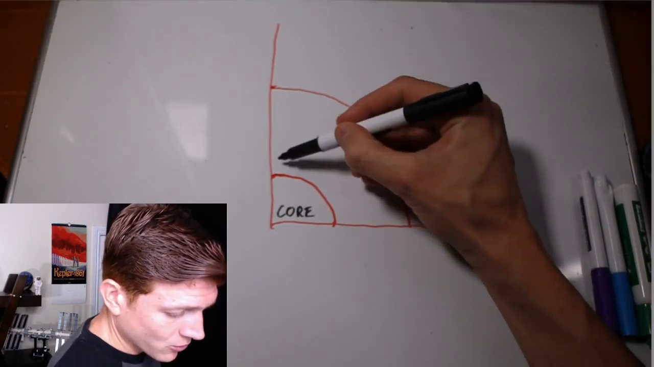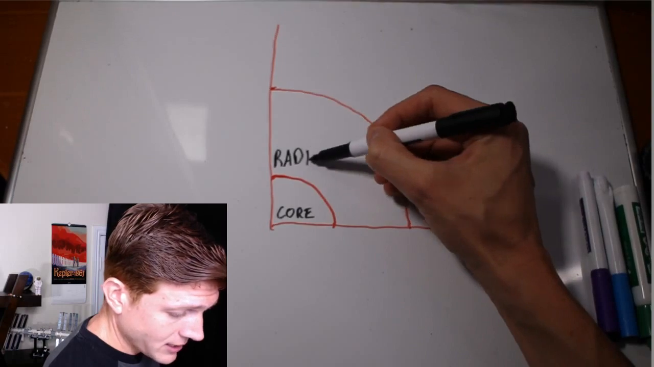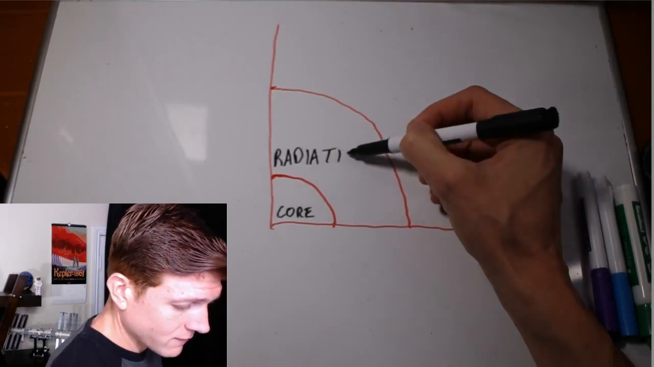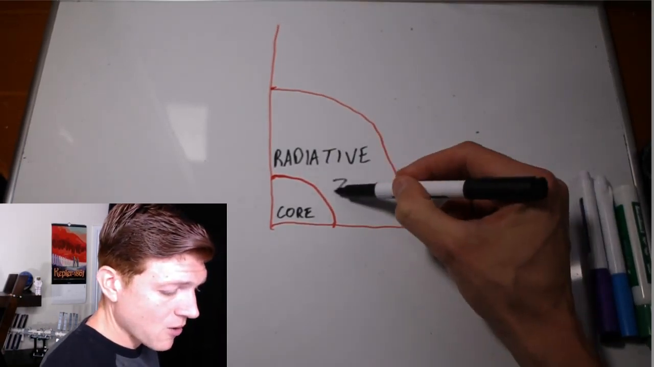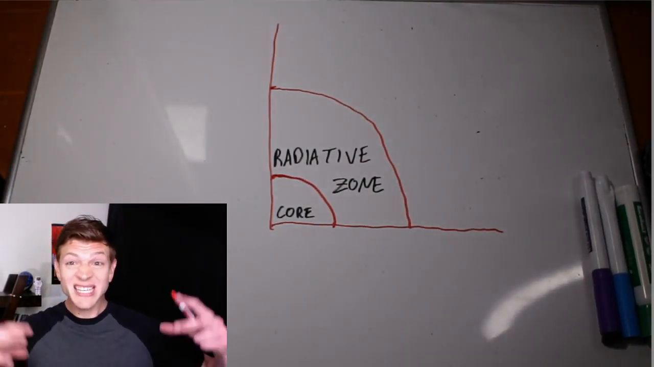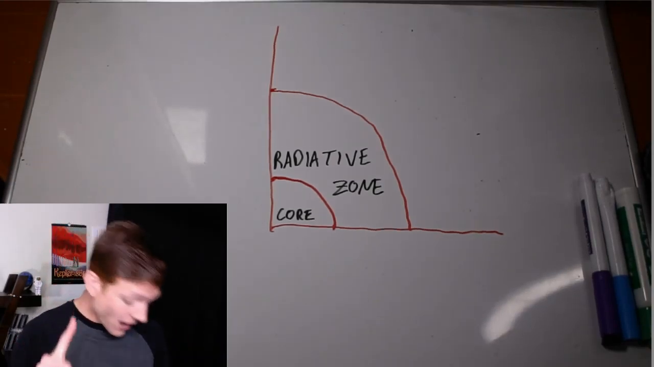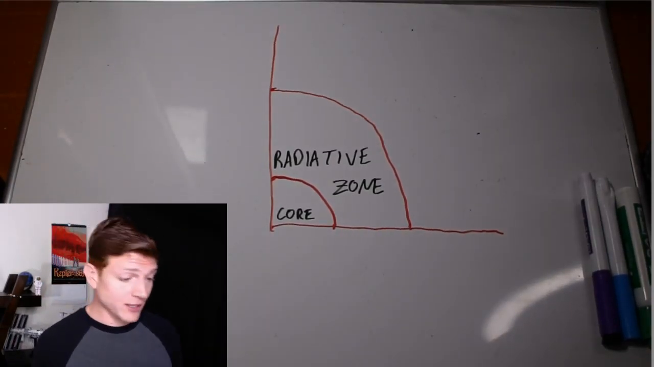So we got R-A-D-I-A-T-I-V-E, radiative, and then zone, Z-O-N-E. So we got the radiative zone. Okay, so we're still inside the sun. We haven't gotten to the surface yet. There's still one more layer before we can get to the surface of the sun.